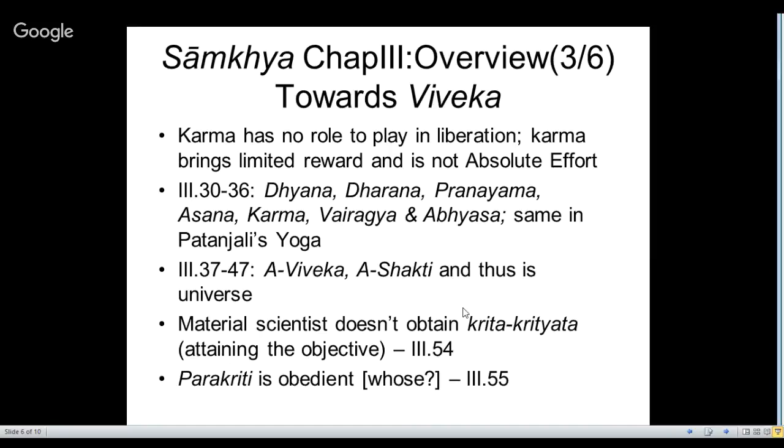Na karanalayat krita krityata. This is a technical term I mentioned here. A material scientist doesn't obtain krita krityata. Let's look at this word. Kritya. Krit is what needs to be done, karane yogya, kritya. And krita means I have done it. So this is a technical term which will come again at the last statement of the text.